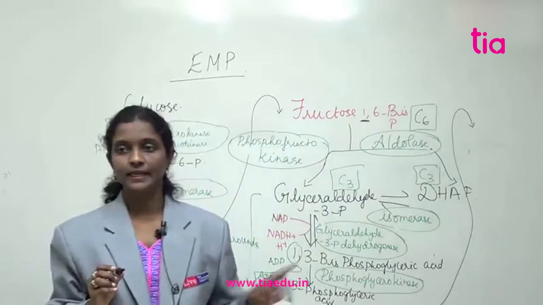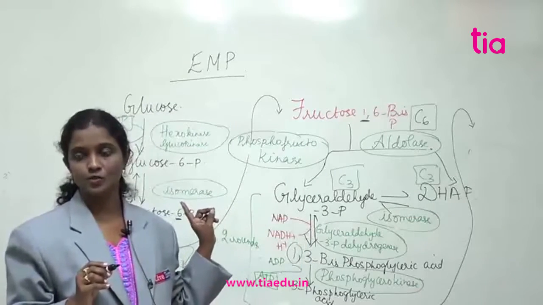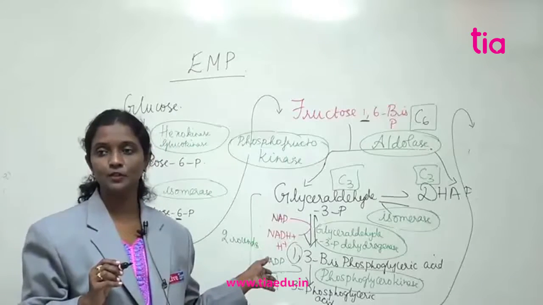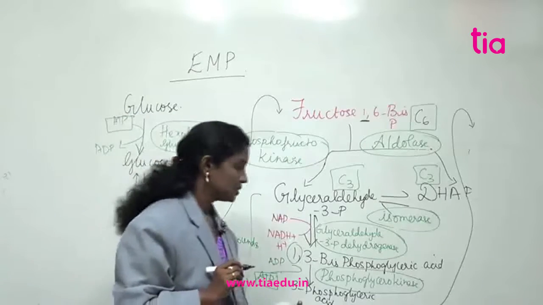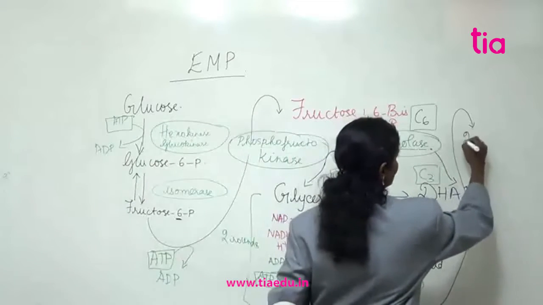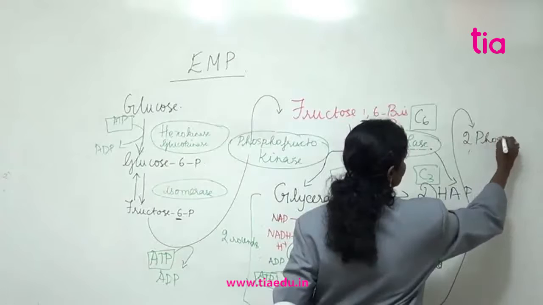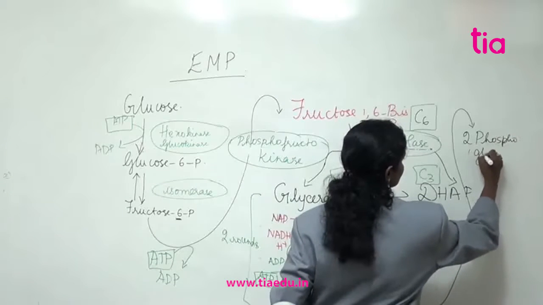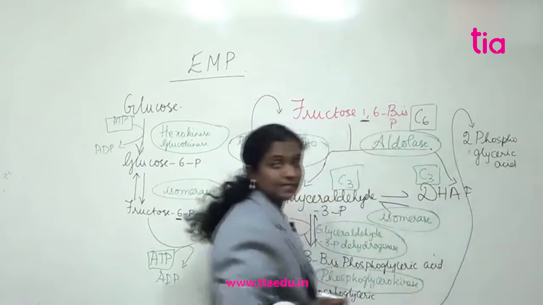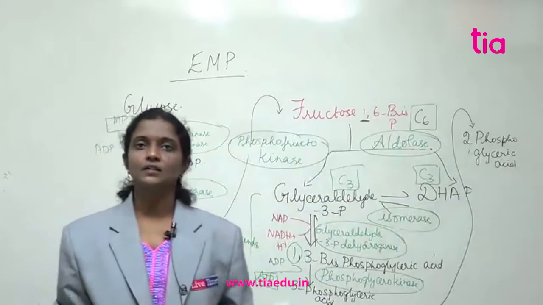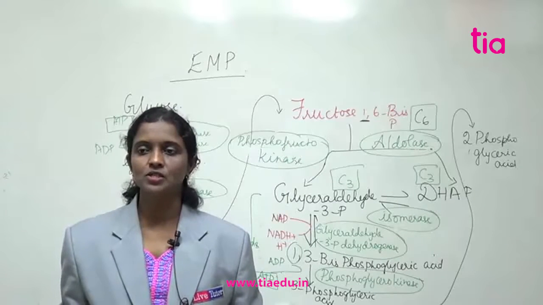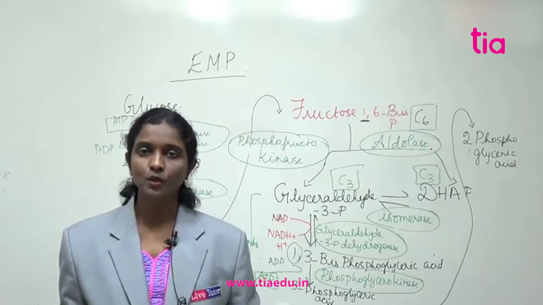Functional isomer. There it was aldo-keto isomerism. But here just positional changes. From the third position it is going to be shifted to the second position. So 3-phosphoglyceric acid will be converted to 2-phosphoglyceric acid. As I said, it is an isomerism, but not aldo-keto. It is a shift in position, from the third position to the second position.